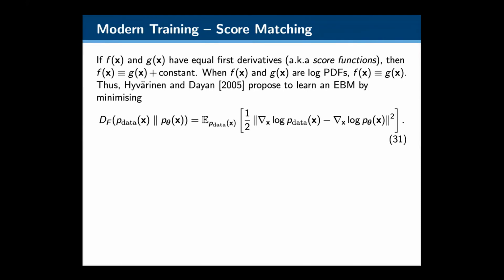What Hyvärinen and Dayan do is they propose that we can learn EBMs by minimizing what's called the Fisher divergence. And the Fisher divergence is basically just a metric of the difference between two score functions.